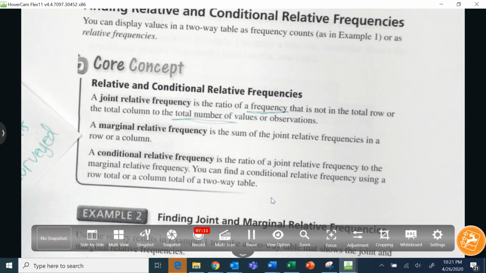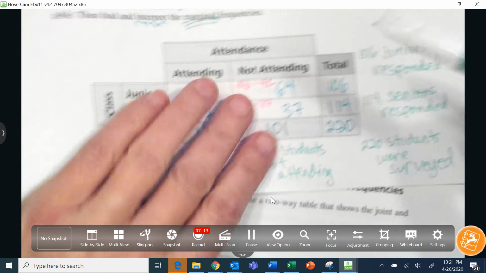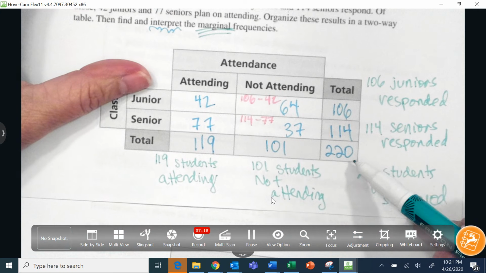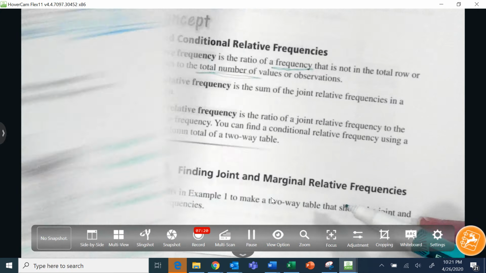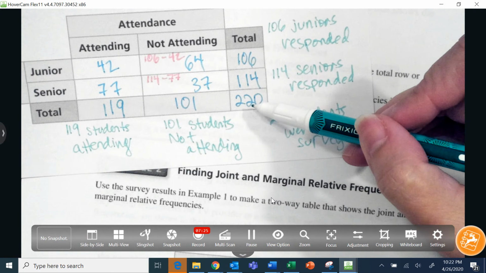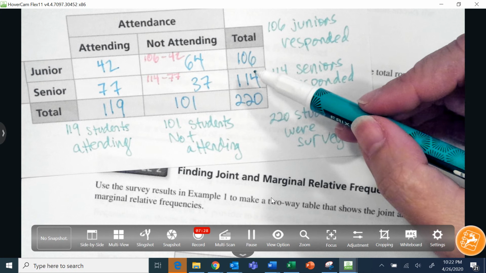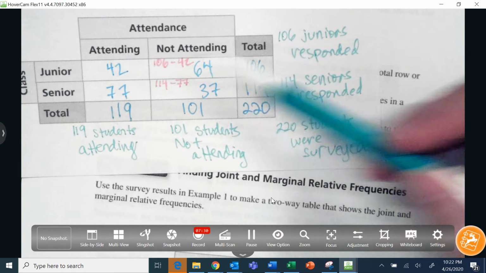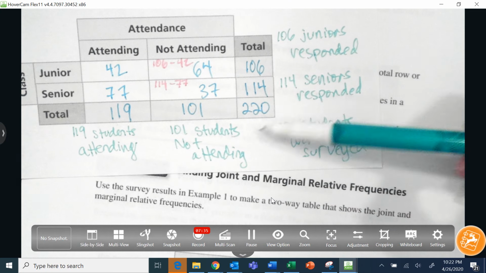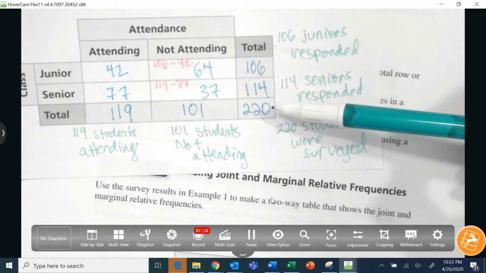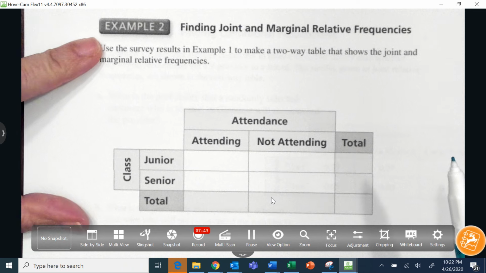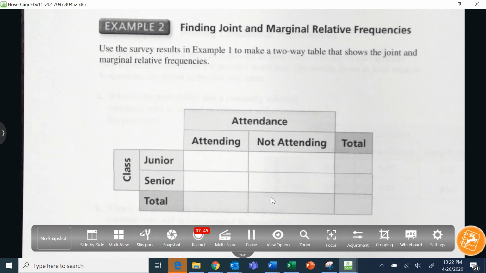Marginal relative frequency would be to take the values in the margins, the 106, the 114, the 119, and the 101, and put those over that total 220. And then we also are going to put the total 220 over itself, 220. So we're finding the ratio of, for example, how many juniors responded out of how many total students were surveyed. So that's what we're going to do for example 2. We're going to find the joint and marginal relative frequencies.